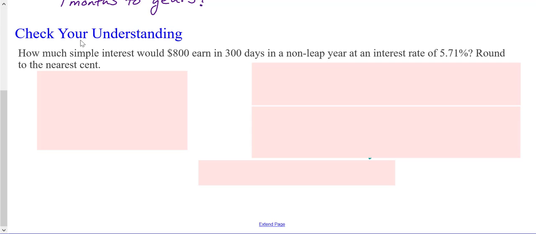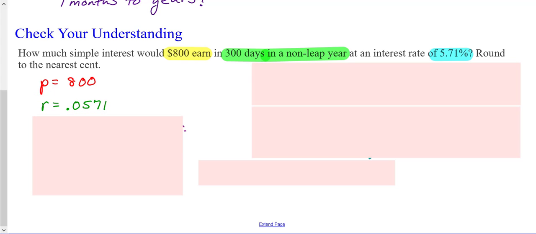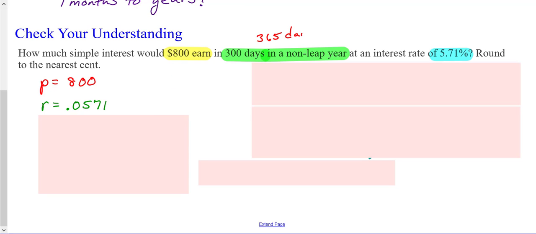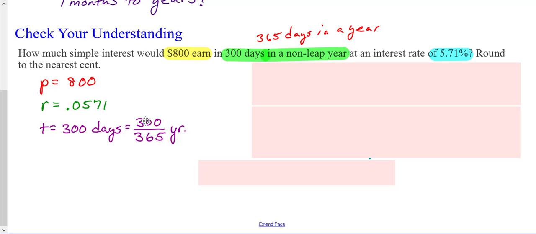So how much simple interest would $800 earn in 300 days in a non-leap year at a rate of 5.71%? This non-leap year is important because, if you remember, a leap year adds an extra day to the calendar. Figuring out our variables, principal is 800, rate is 0.0571. There are 365 days in a non-leap year. So we take our 300 days and put it in fraction form to represent a year, 300 divided by 365.